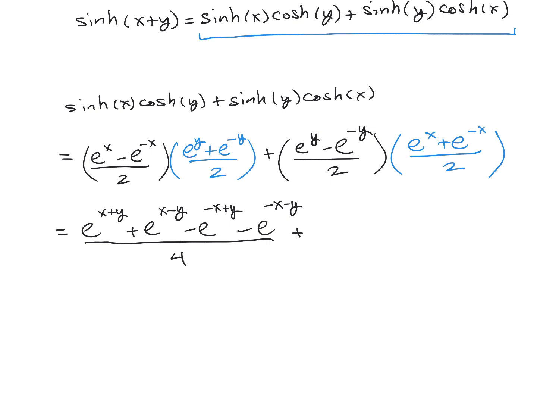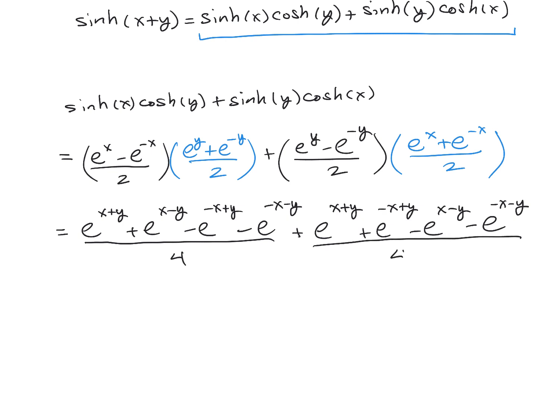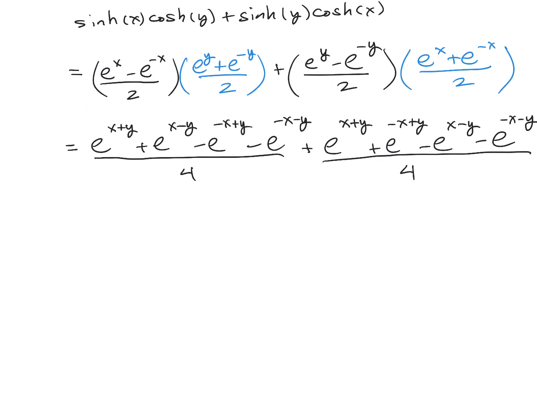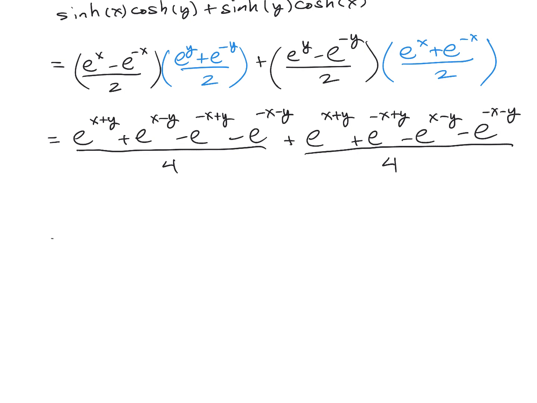And then here on this term, we're going to have e to the x plus y. We're going to have plus e to the negative x plus y minus e to the x minus y, and then finally e to the negative x minus y. Once again, all divided by 4. So since these two fractions have a common denominator, we can add them together. And that's going to be all divided by 4, of course.